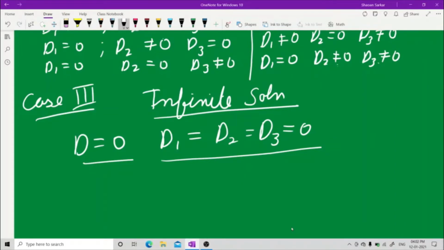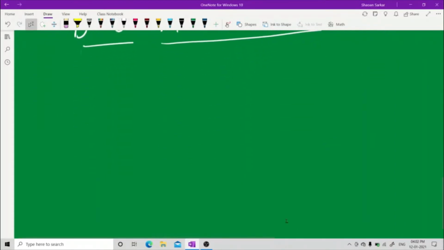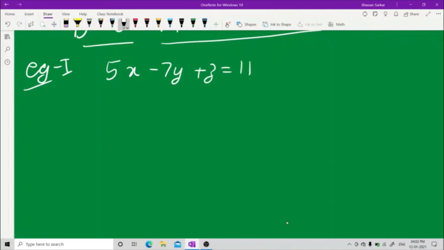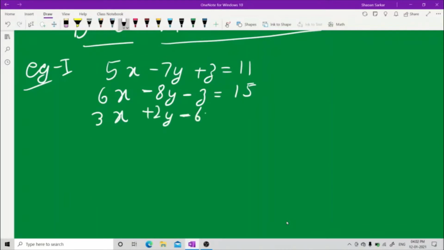Let us understand with some examples. Let me take some examples now. First, example 1. Here I have 5x minus 7y plus z equal to 11. Then I have 6x minus 8y minus z equal to 15, and then I have 3x plus 2y minus 6z equal to 7. Now see D.